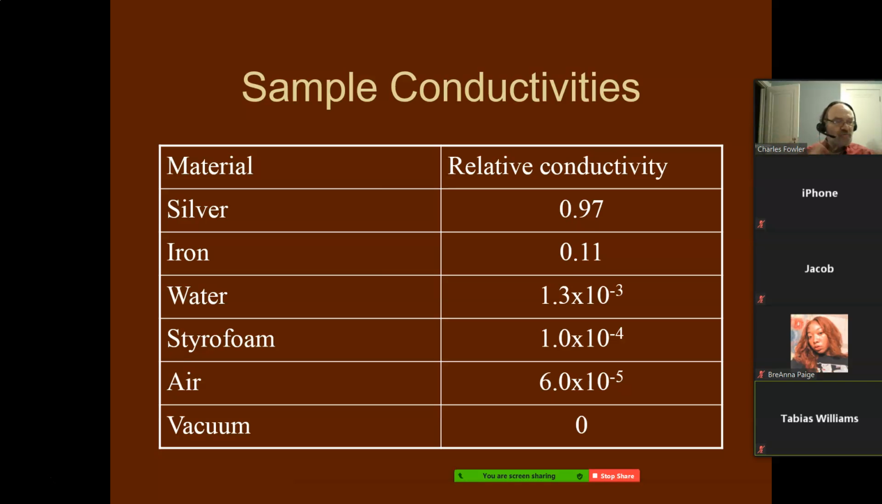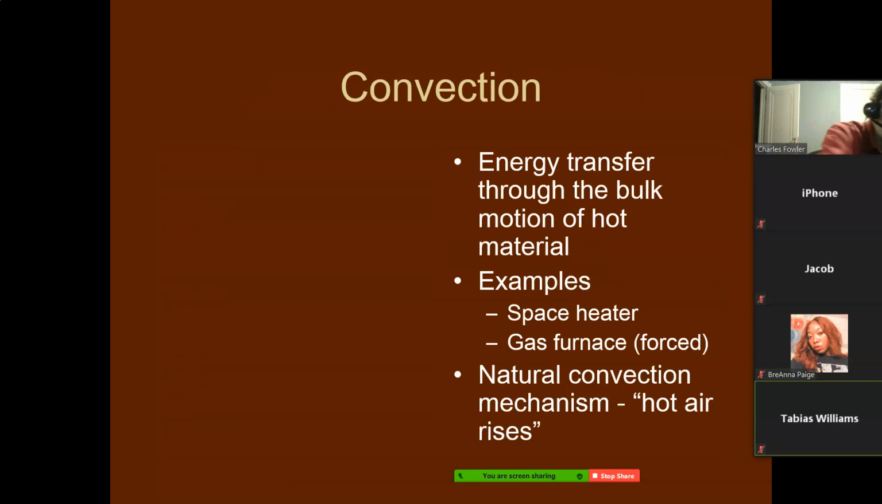And same thing with wool socks and things like this. So we'll stop there and pick up next time with convection. So let me mark my page here on convection.